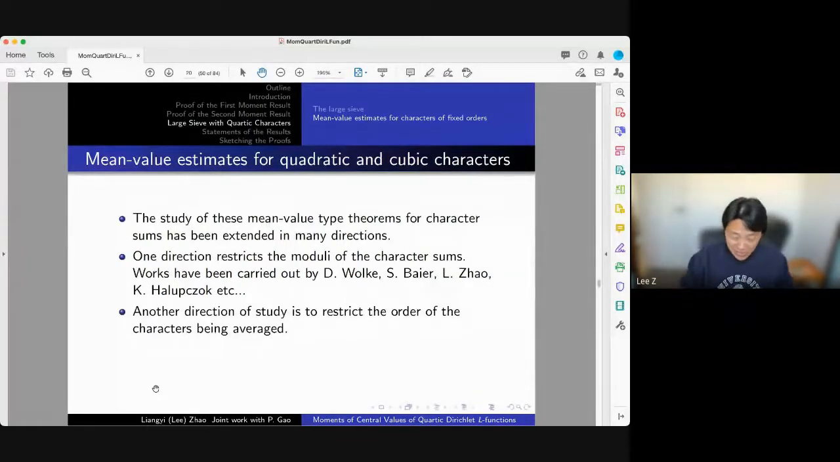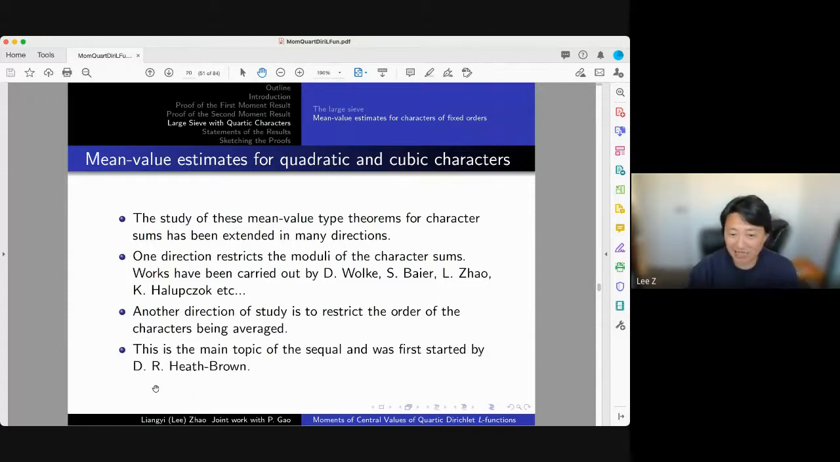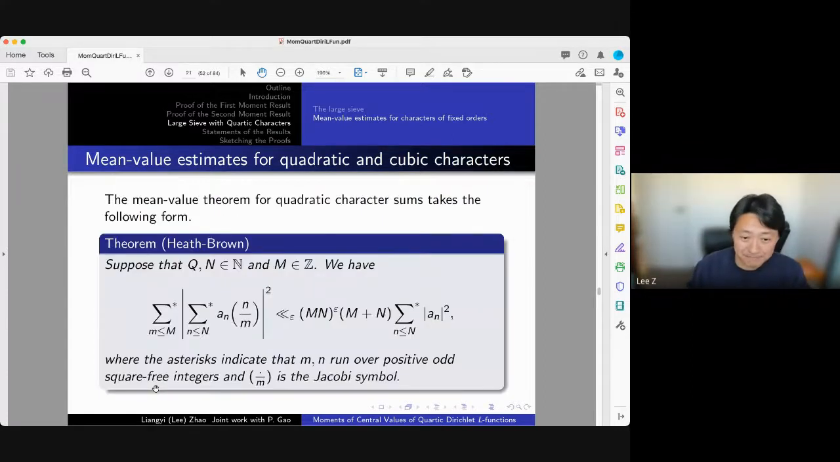And another direction of study for the large sieve inequality is to restrict the order of characters, which I alluded to. I've been talking about this, right? We can restrict ourselves to characters of order 2, order 3, and order 4. Heath-Brown was the first to study this subject. He proved this mean value theorem for character sums for quadratic characters.